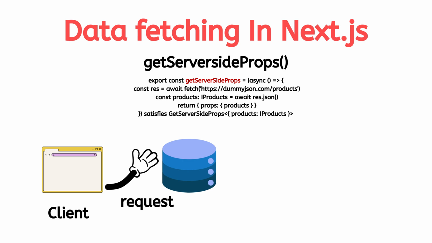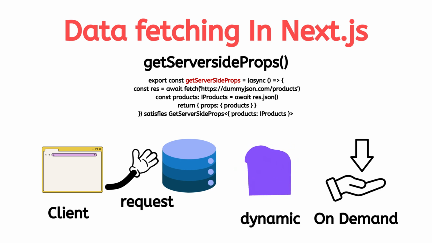So it is more dynamic in nature. If you have a scenario where you want to fetch the data on demand, or the data is frequently changing and you want to get the updates continuously onto the page, for that type of scenario you have to use getServerSideProps. So this is optimal for dynamic data.